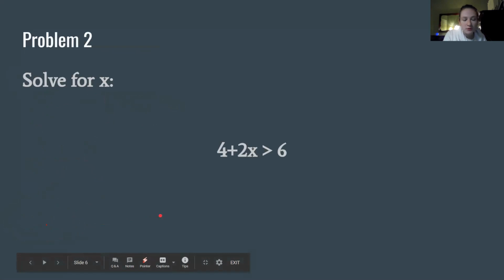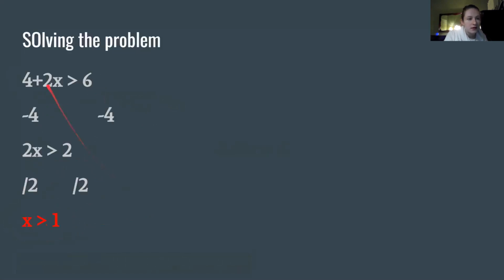So here's our second problem. Here what you want to do is, again, similar. You want to subtract 4 on both sides. The 4's cancel out on this side, and then 6 minus 4 is 2. Then you want to divide both sides by 2 to get the x alone. The 2's cancel out here, and then 2 divided by 2 is just 1. So x is greater than 1.